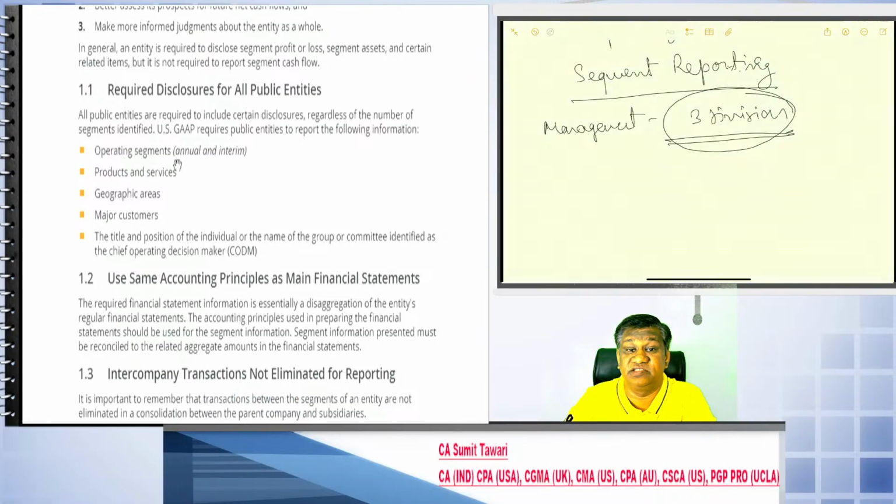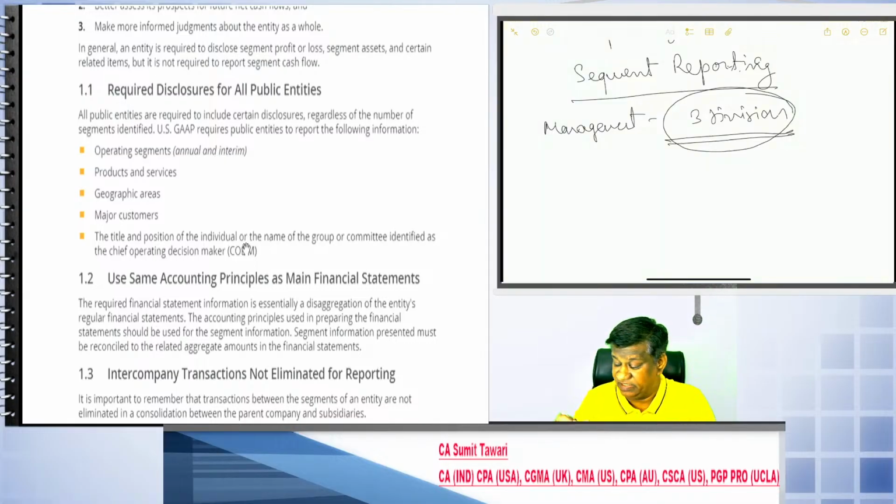So in every financial statement, you need to give the operating segment, product and services, geographic areas, major customer, and the title and position of the individual or the name of the group or committee identified as the chief operating decision maker. Okay. So why is this important?